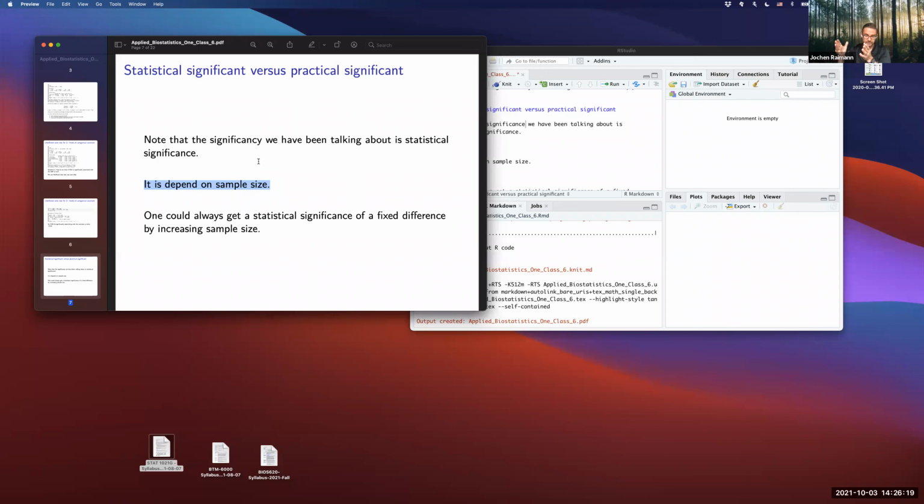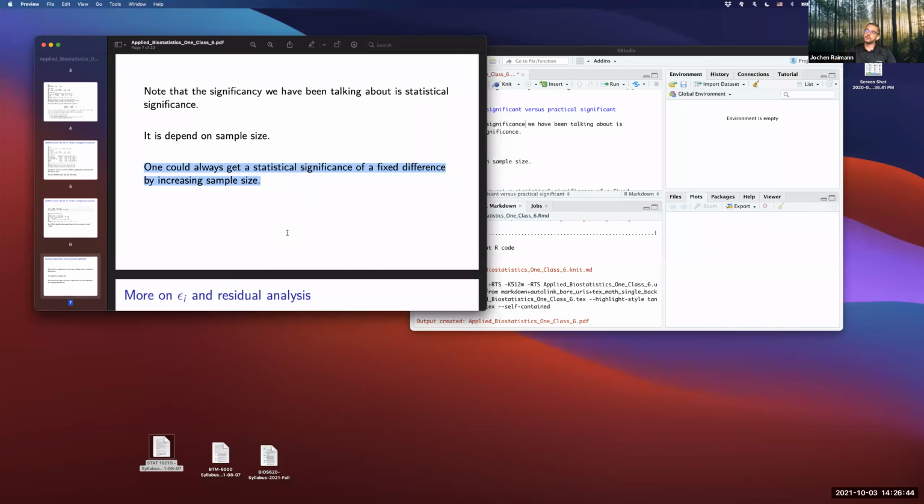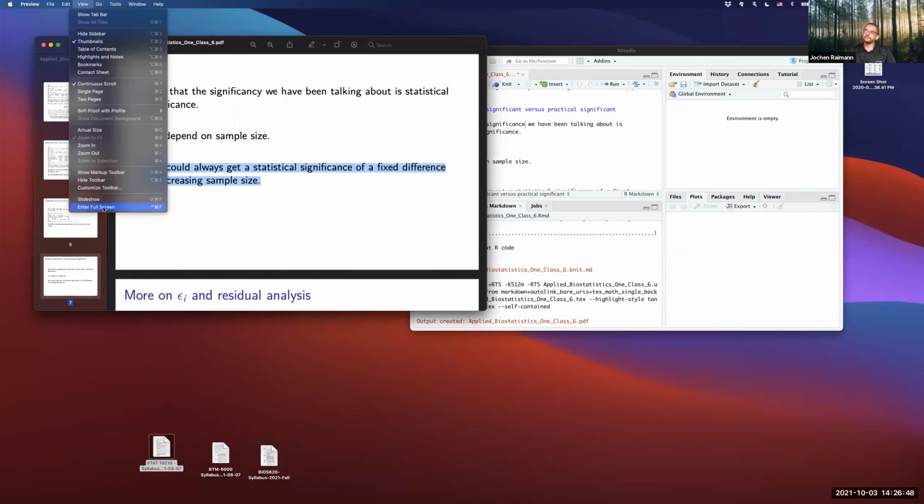If this is a blood pressure difference of 0.2, the scientific merit can be debated. Okay, so you get statistical significance of a fixed difference by increasing the sample. This is exactly what I said, because you make the standard error smaller by dividing just by a larger number in the denominator. Okay, let's go back to full screen.